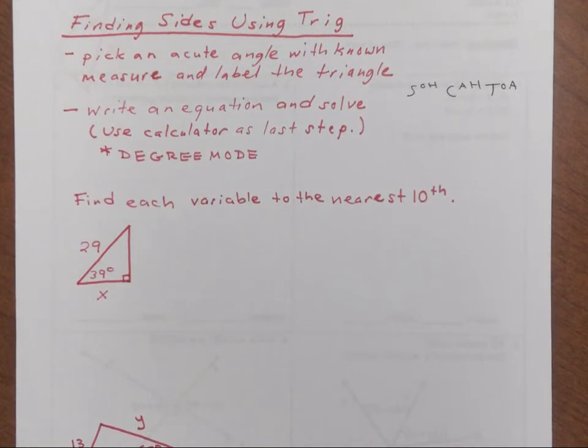How we're generally going to do this is a lot like our setup of the trig ratios. We're going to pick an acute angle with known measure and label the triangle. Then you're going to write an equation and solve. The last step in this will be to use the calculator.